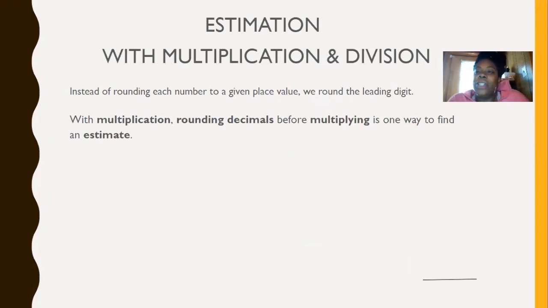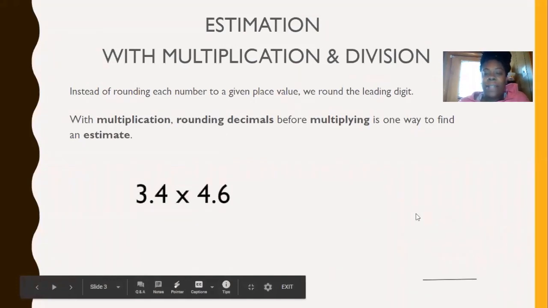Estimating with multiplication and division. How does estimation help me to solve multiplication or division problems? Instead of rounding each number to a given place value, we round the leading digit. With multiplication, rounding decimals before multiplying is one way to find an estimate.